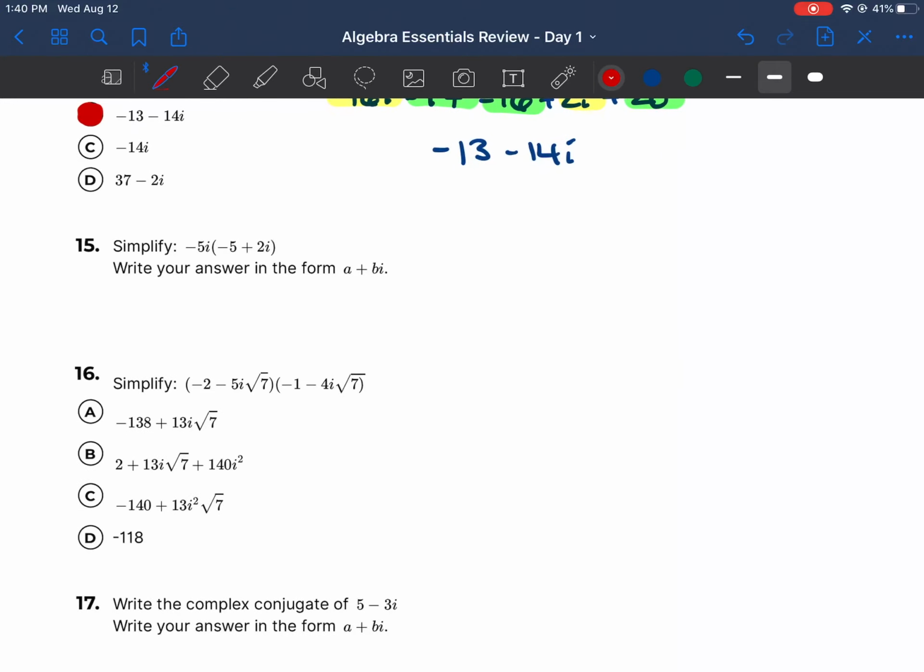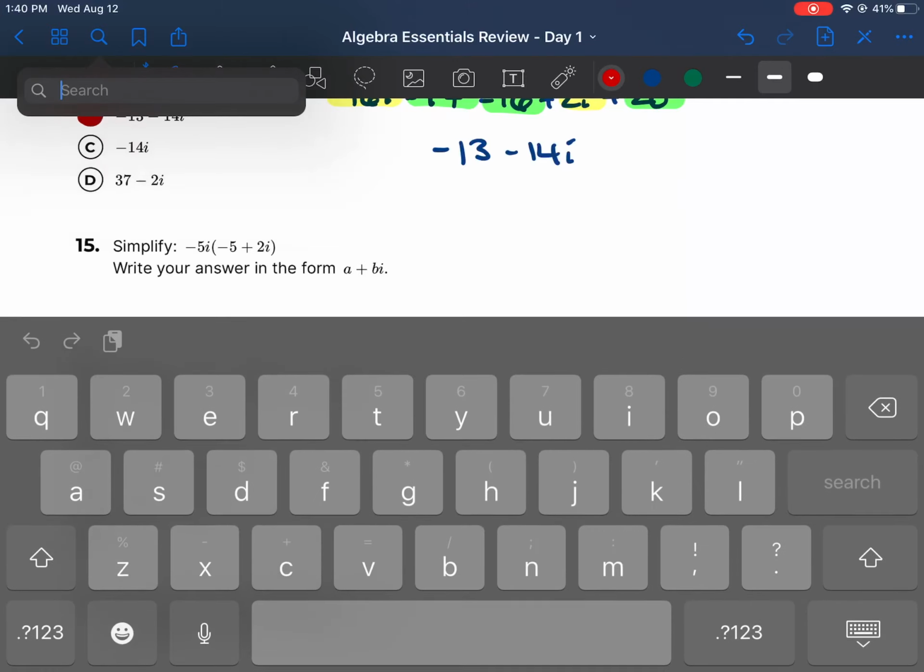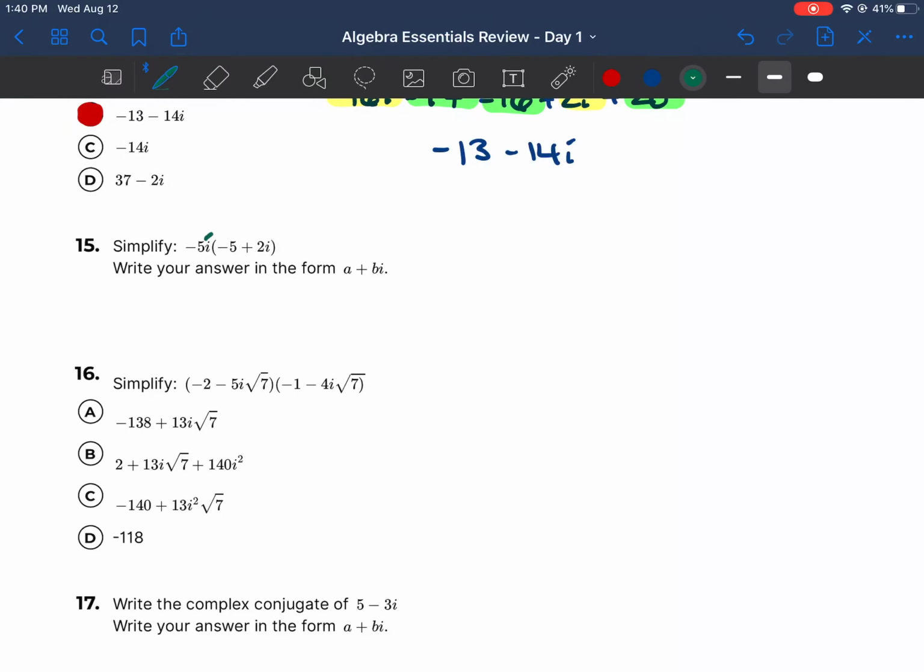Number 15, simplify. Now we're multiplying complex numbers. Let's distribute the negative 5i. Negative 5i times negative 5 would be 25i. Negative 5i times positive 2i would be negative 10i squared.